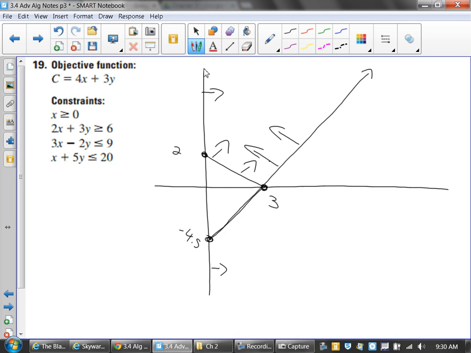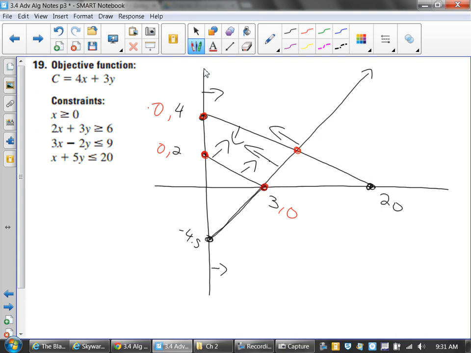And then lastly, I have intercepts of 20 and 4. And it appears it's moving inward as well. So I've got this funky looking four-sided figure. It may or may not be a trapezoid. I don't know if they're parallel or not. But I have 4 ordered pairs: 0, 2, 0, 4, 3, 0, and this one.